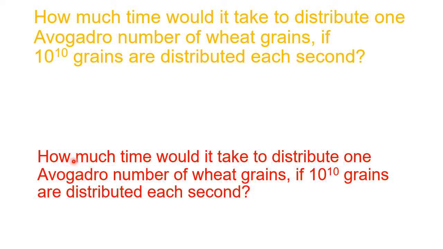The second numerical is: how much time would it take to distribute one Avogadro number of wheat grains? Oh, this is repeated. Don't take it. Okay, right. Next.